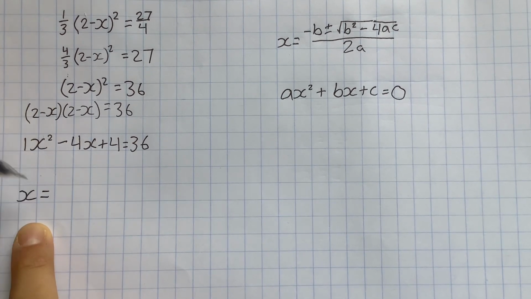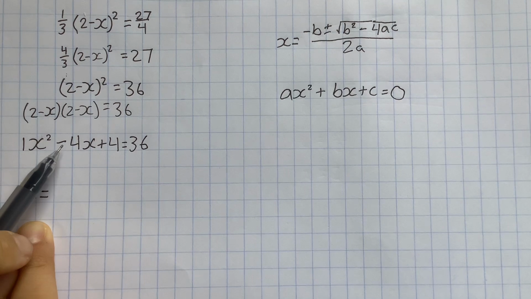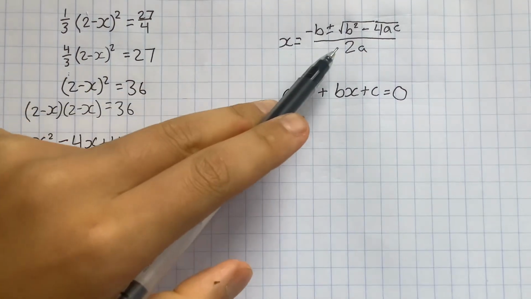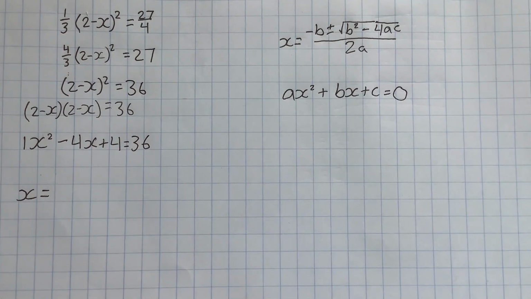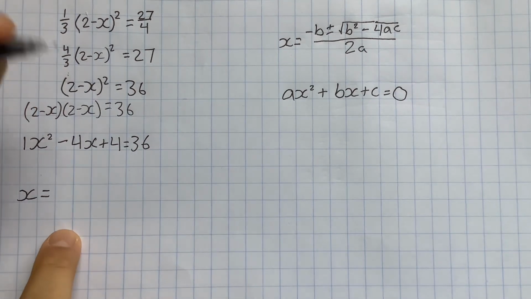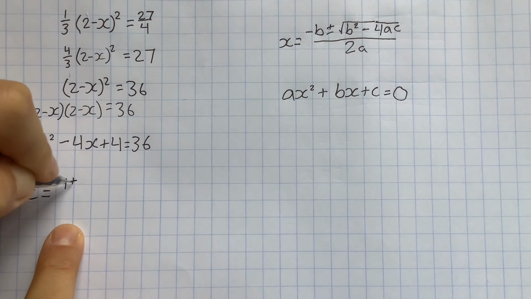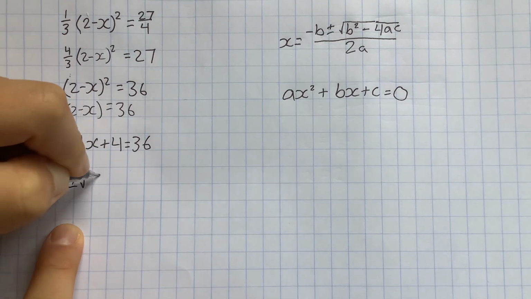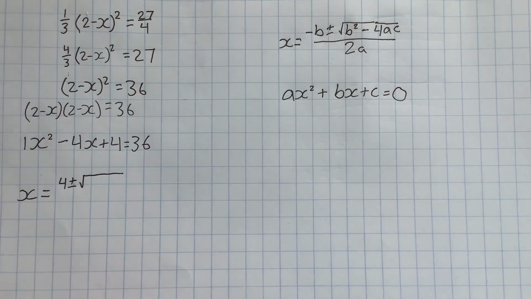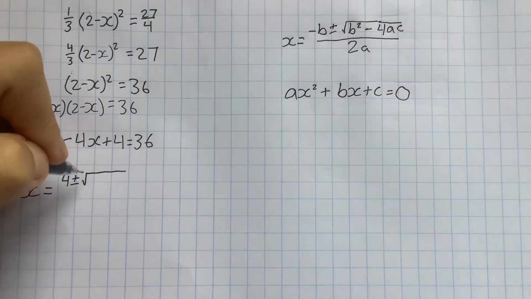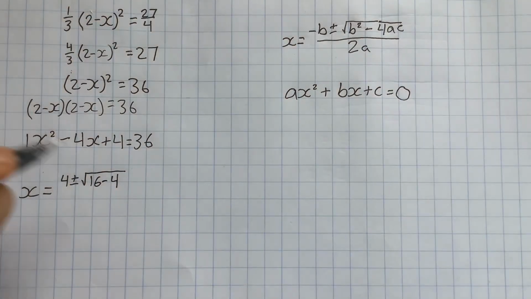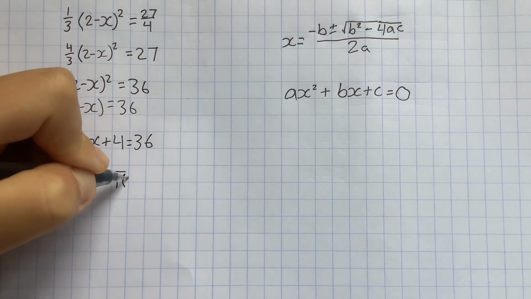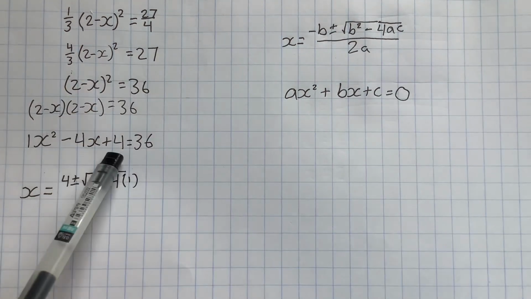x is equivalent to negative b. b is negative 4, so negative b is going to be positive 4, because 2 negatives make a positive. I'm pretty sure everyone knows that. So 4 plus or minus the square root of, here we have b squared, negative 4 squared is also positive 16, take away 4a, which is 1, and c is 4.